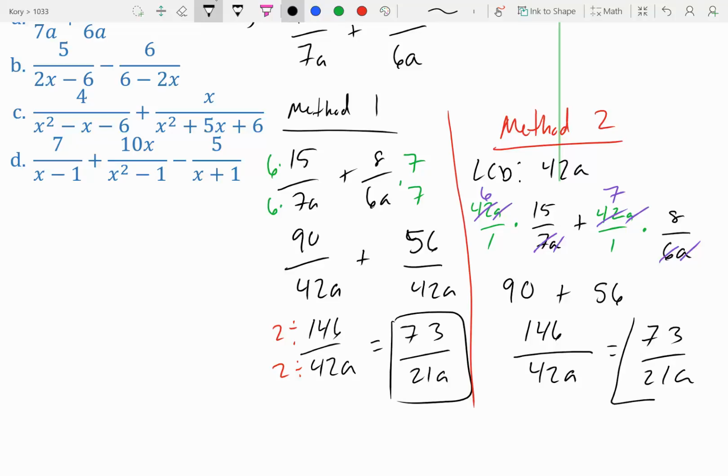Now, it might seem longer right now, but if you get used to this method, later on in chapter 6, it'll be a lot easier and a smoother transition into equations. So from now on, we're only going to be doing method 2 from here on out.